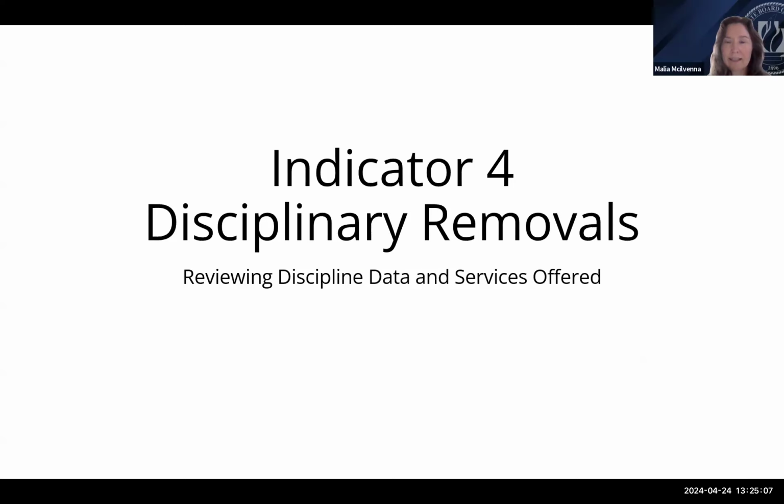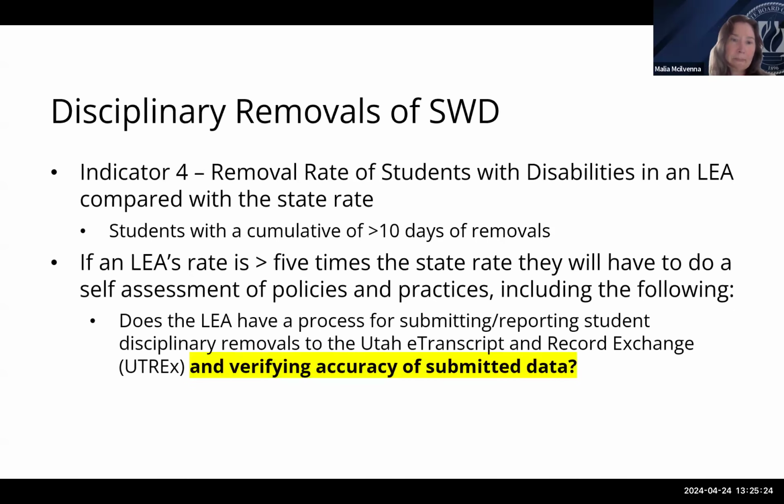Okay, and this is the last indicator I'm going to talk about. There's 18 of them. I'm not going to talk about all 18. So indicator 4 is about disciplinary removals. And in particular, I want to talk about reviewing discipline data and special ed services offered data for that.